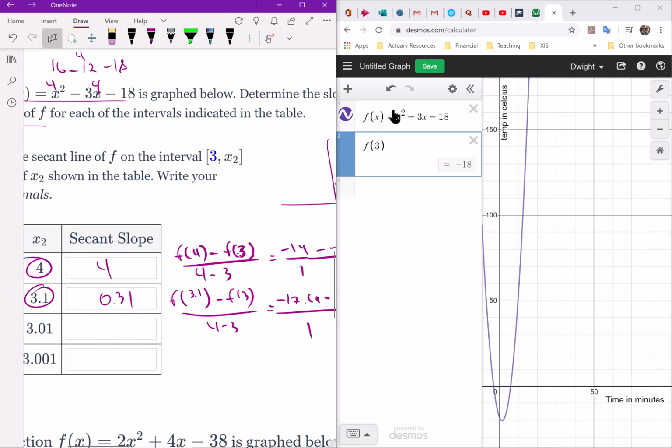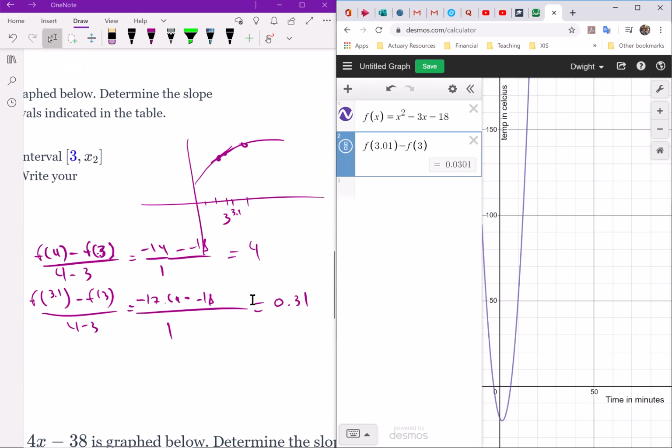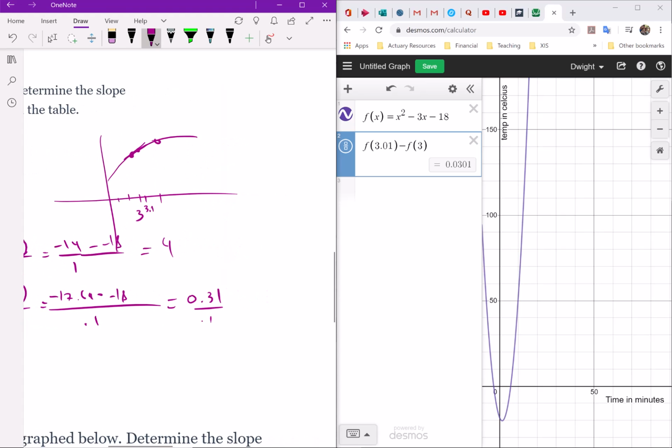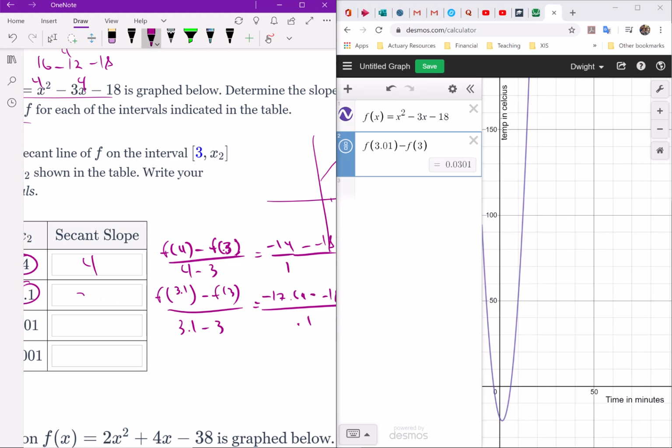And we do the same thing here, right? I don't know if you're on Desmos, it's a lot easier. We're doing f of 3.01 minus f of 3 over, I messed this one up too. This is not 4 minus 3 anymore, it's 3.1 minus 3, which gives us 0.1. So I have to divide this by 0.1, which gives us 3.1. My apologies for the confusion on that.